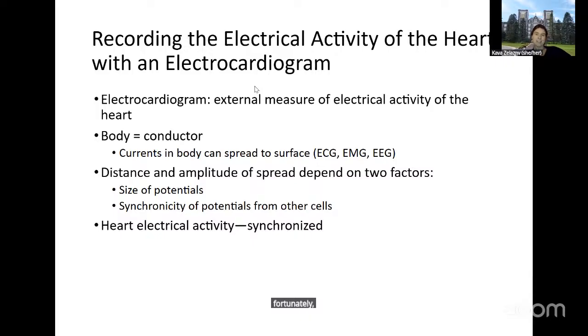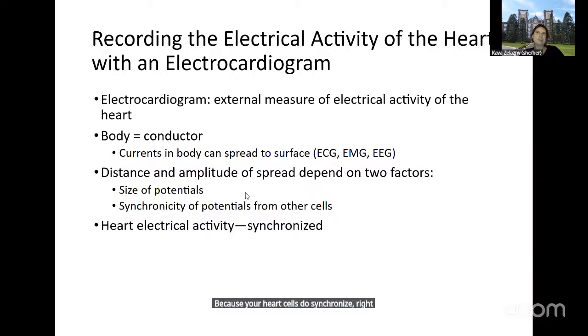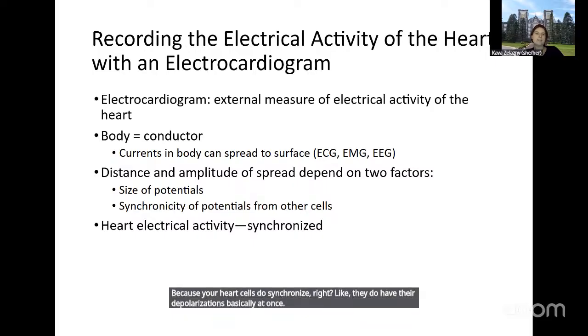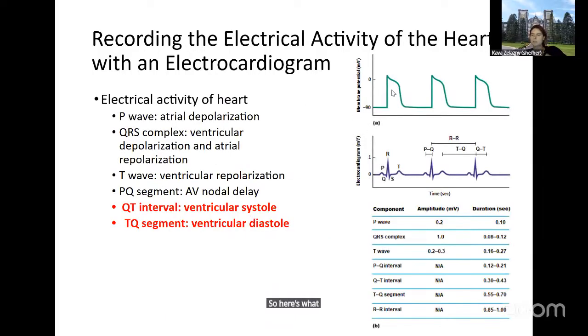Fortunately, you can put these electrodes on the skin, not directly, exactly on top of the heart, because your heart cells do synchronize, right? They do have their depolarizations basically at once. You're not trying to find the electrical signal of just one teeny tiny cell. We've got a bunch of them doing the same thing at once. So these things are big enough to record, basically. So here's what those things look like.